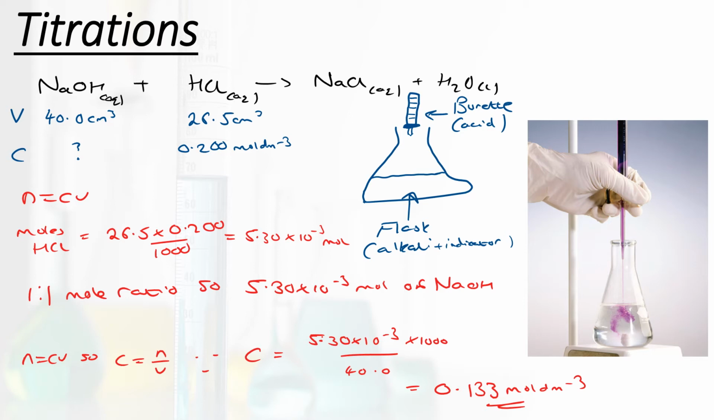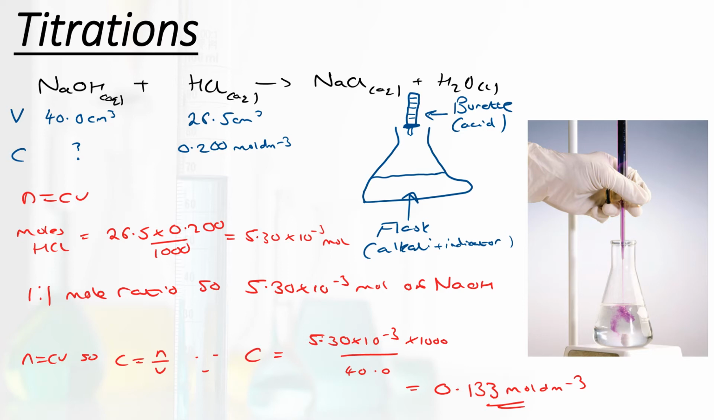And then use the data in the question. So we've got the concentration, we have the volume for the HCl, so we can work out the moles. This is a solution moles question, so we're going to do n equals CV. So remembering, of course, to change the volume that's in centimeters cubed into decimeters cubed, so dividing by 1,000. So we put the numbers in, 26.5 divided by 1,000 times 0.2, and we get 5.3 times 10 to the minus 3 moles of our HCl.